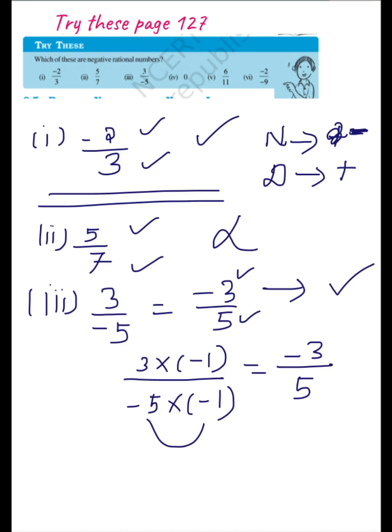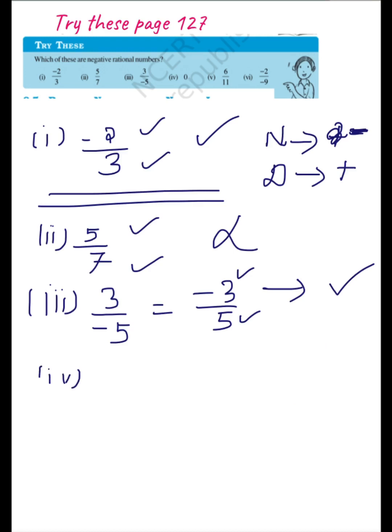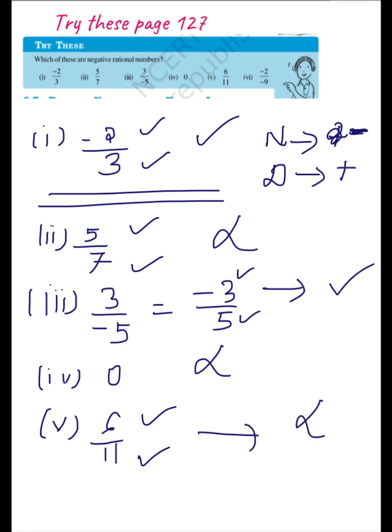Now let's see the fourth one. The fourth one is 0. You know that 0 is neither a positive rational number nor a negative rational number. So 0 is also not a negative rational number. Now what is the fifth one? It is 6 by 11. Here also you can see that the denominator is positive but the numerator is also positive, which indicates that it's a positive rational number. So it's also not a negative rational number.